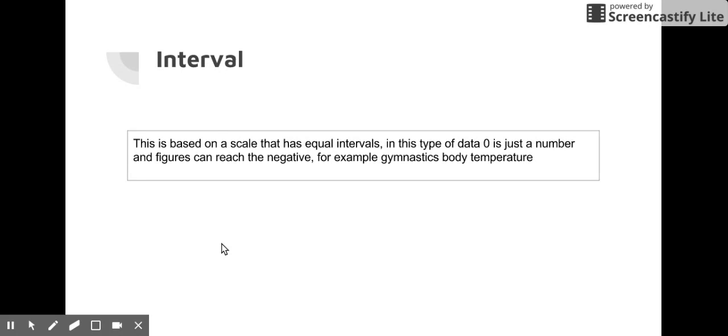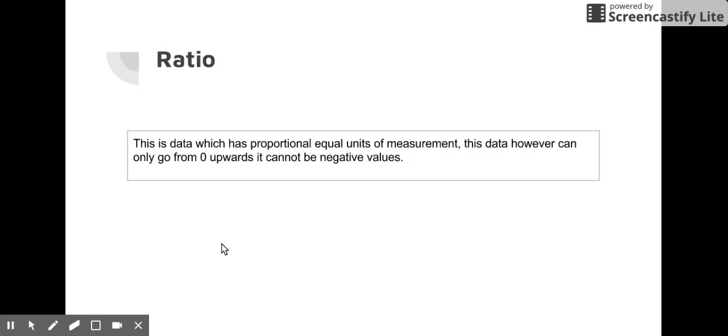And then we have intervals. So this is based on a scale that has equal intervals. For example, this is usually used in temperature monitoring. So 0 has no meaning in this, it's just a number. So, for example, gymnastic temperature can go from within 1 to 2 minutes, it will be 5 degrees, and then between 2 to 3 minutes, it'll be -5 degrees. It can go from positive to negative, and you have the equal intervals in between. So you have 1 to 2 minutes, 3 to 4 minutes, 5 to 6 minutes, that kind of thing.